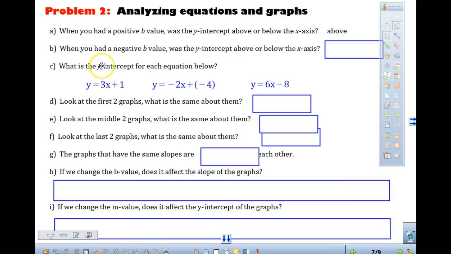The next question says when it's a negative value of b, please write down your answer. Don't say it out loud. The y-intercept, is it above or below? So you just wrote that first one. Okay, you just wrote this first one. You're going to help me keep track of it. Okay?